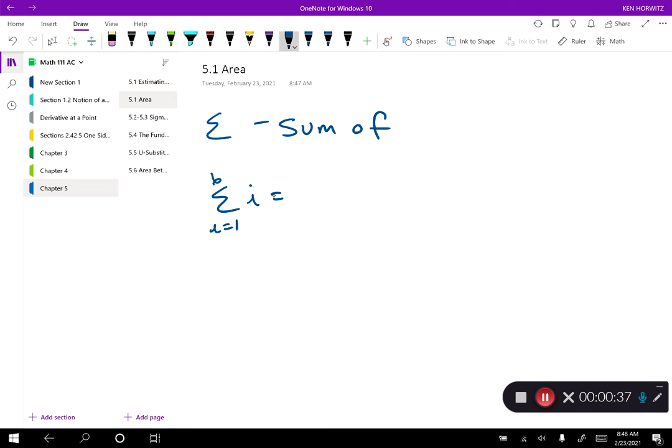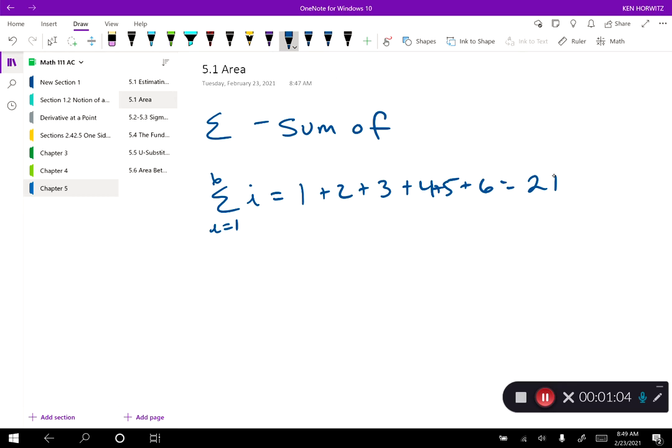And basically what this means is I'm going to take the 1, I'm going to run it through my process, whatever this process is. So right now it's just plain old i. So when I run a 1 through, I get a 1, then plus 2, then I run a 3, then a 4, then a 5, then a 6. And when I add them up, it equals 21.